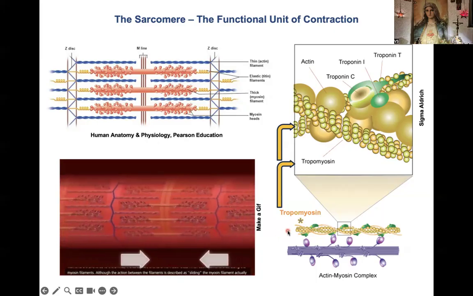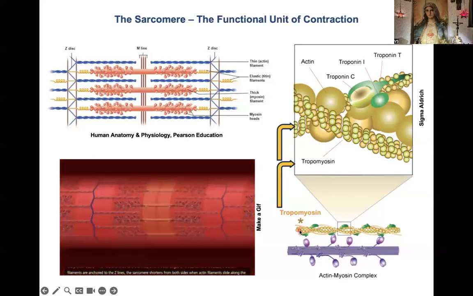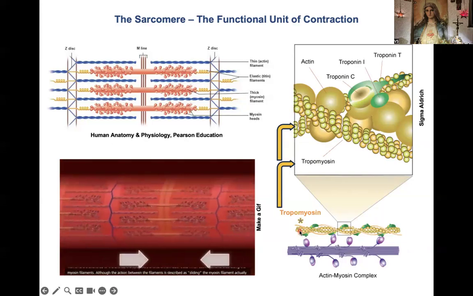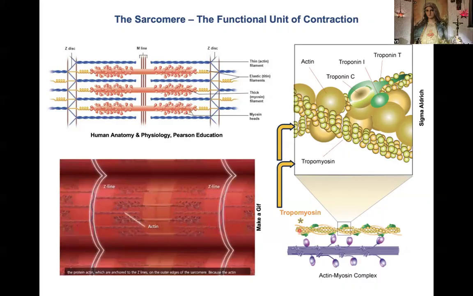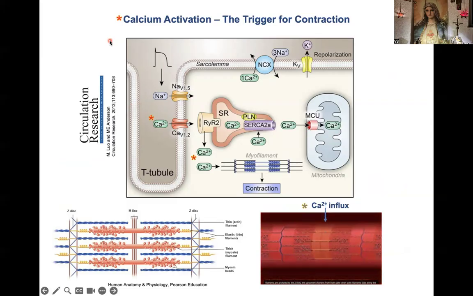However, at rest, tropomyosin wraps around actin, blocking myosin binding sites and preventing direct interaction. Only when calcium is released can this inhibition be lifted. Muscle contraction begins with a nerve signal, action potential, triggering calcium release into the muscle fiber.